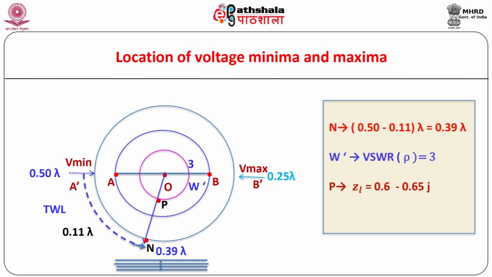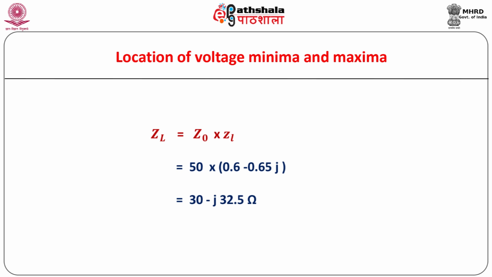Use the value of characteristic impedance 50 ohm to calculate the load impedance as follows. ZL is equal to Z0 times the normalized impedance ZL, that is 30 minus j32.5 ohm. Note that in this problem, it is not necessary to know the wavelength.